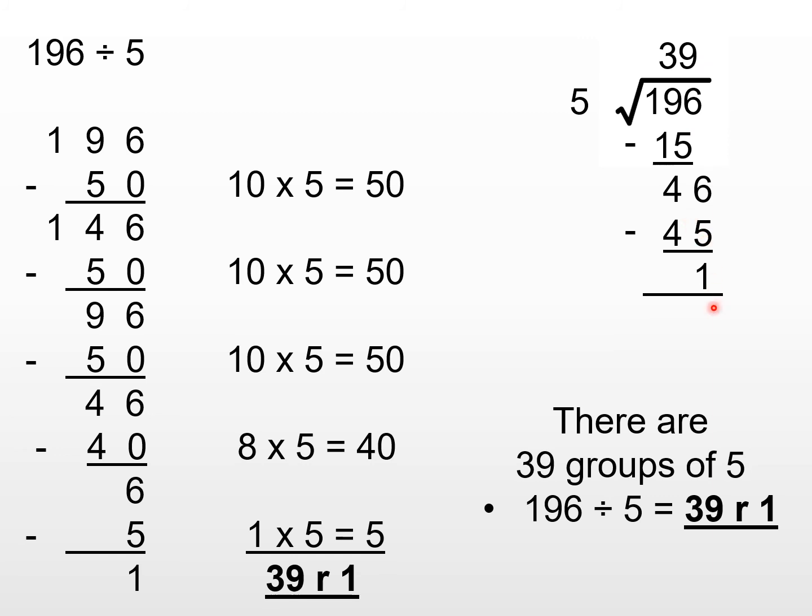My answer is 1. Now I cannot further deal with 1 because 1 is the remainder, and there is no number in the table of 5 that is smaller than 1. So the remainder here is 1, and so the total answer would be 39R1.